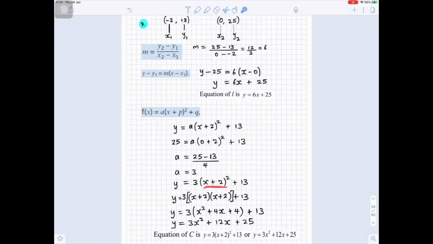We can expand this. X plus 2 squared is the same as x plus 2 times x plus 2. When you expand that, it gives you x squared plus 4x plus 4. Now you remove the bracket. 3 times x squared is 3x squared. 3 times 4x is 12x. And 3 times 4 is 12. 12 plus the 13 gives you 25. So you can write the equation of the curve C as y equals 3 bracket x plus 2 squared plus 13, or y equals 3x squared plus 12x plus 25.